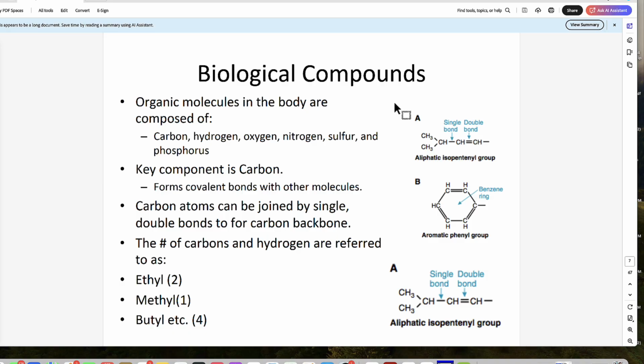Okay, we also see here on the right side of the screen this 6-ring structure. It's called an aromatic phenyl group or a benzene ring, and it has 6 carbons: 1, 2, 3, 4, 5, 6. And in this aromatic phenyl group or benzene ring, there are 3 double bonds. Okay, but then you have an aliphatic isopentyl group, which has a single carbon-carbon bond and a double carbon bond.